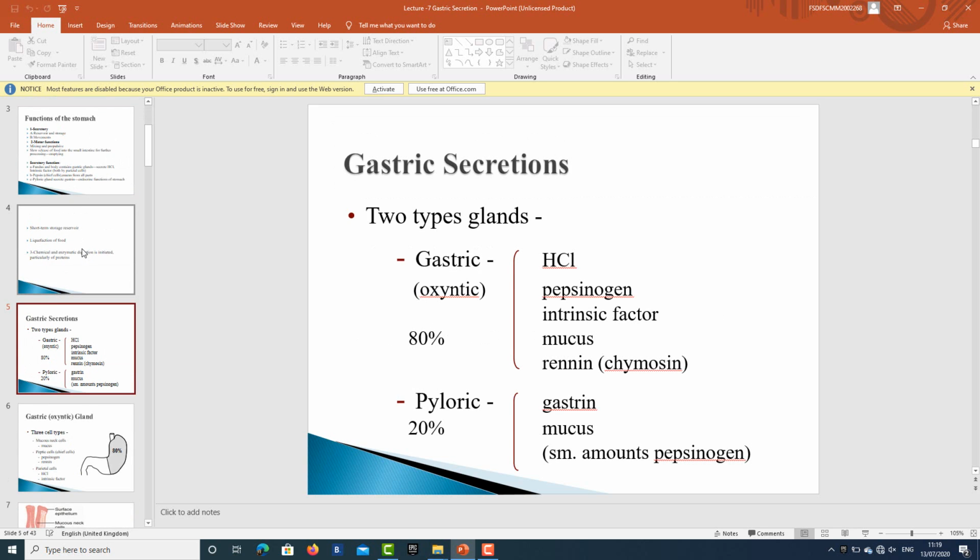Now the gastric secretions are produced by two types of glands, gastric as well as pyloric. The gastric glands secrete 80% of the stomach secretions, including hydrochloric acid, pepsinogen, intrinsic factor, mucus, chymosin, and renin. The pyloric area of the stomach secretes the hormone gastrin as well as mucus and small amounts of pepsinogen.